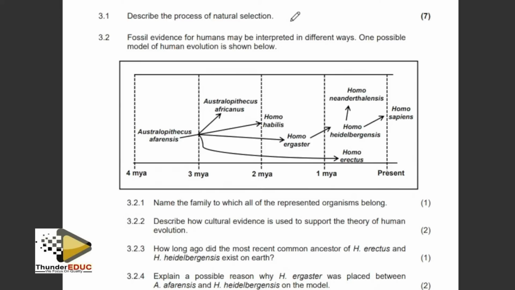Describe the process of natural selection. Now you see this one. You just explain. Now I explained it. You don't use any example.